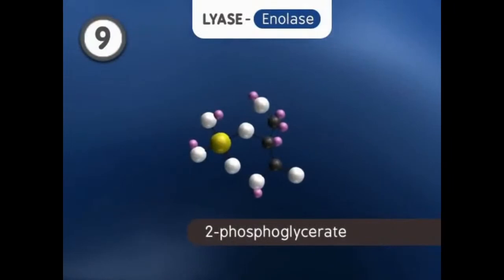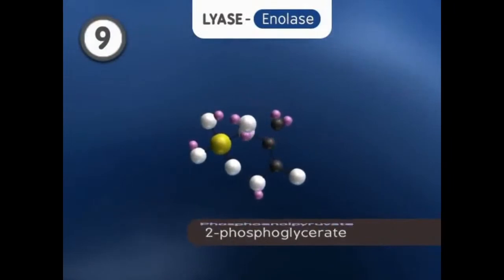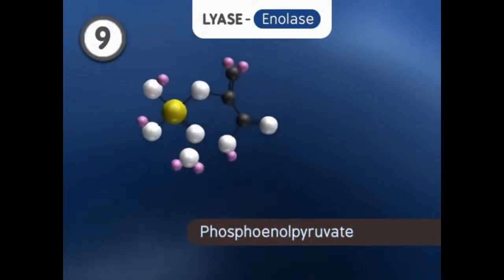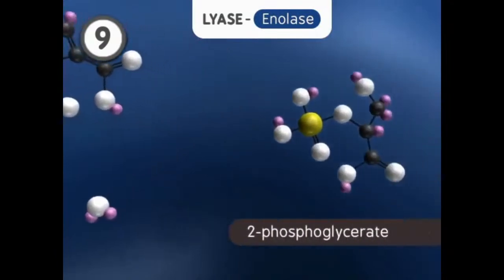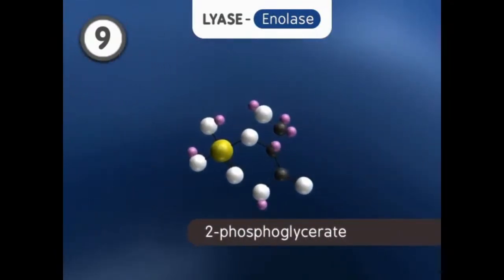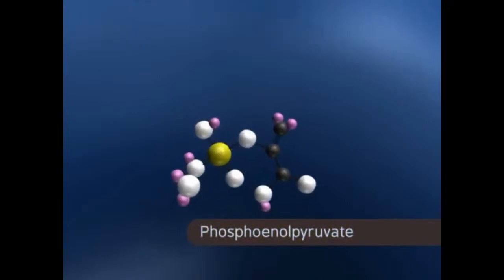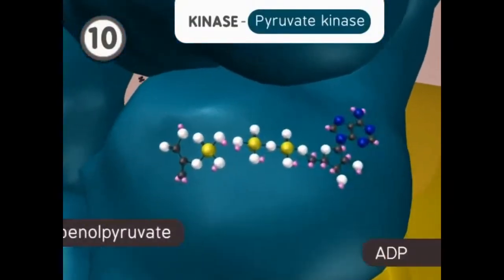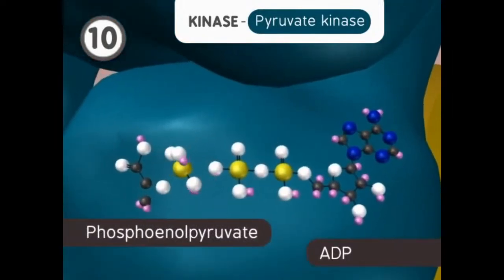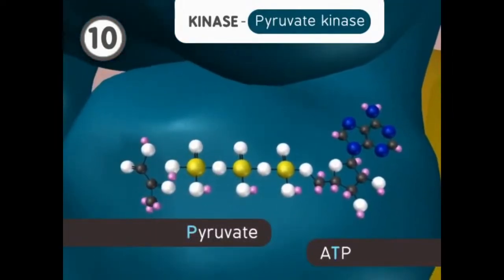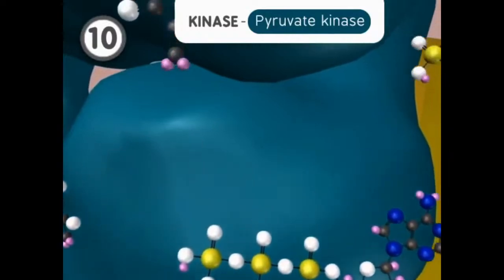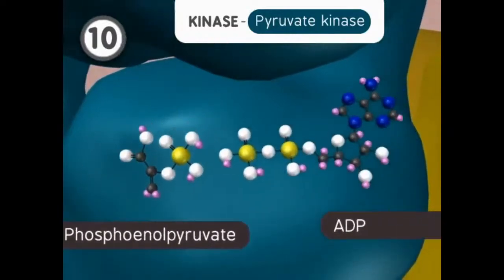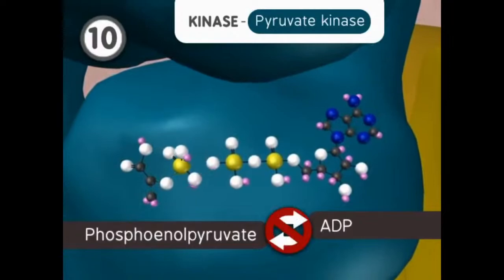In step 9, a lyase reaction removes water from 2-phosphoglycerate to form phosphoenolpyruvate. In the final step of glycolysis, a kinase reaction removes the phosphate group from phosphoenolpyruvate and donates it to ADP to form ATP and pyruvate. Like reactions 1 and 3, this step is irreversible.